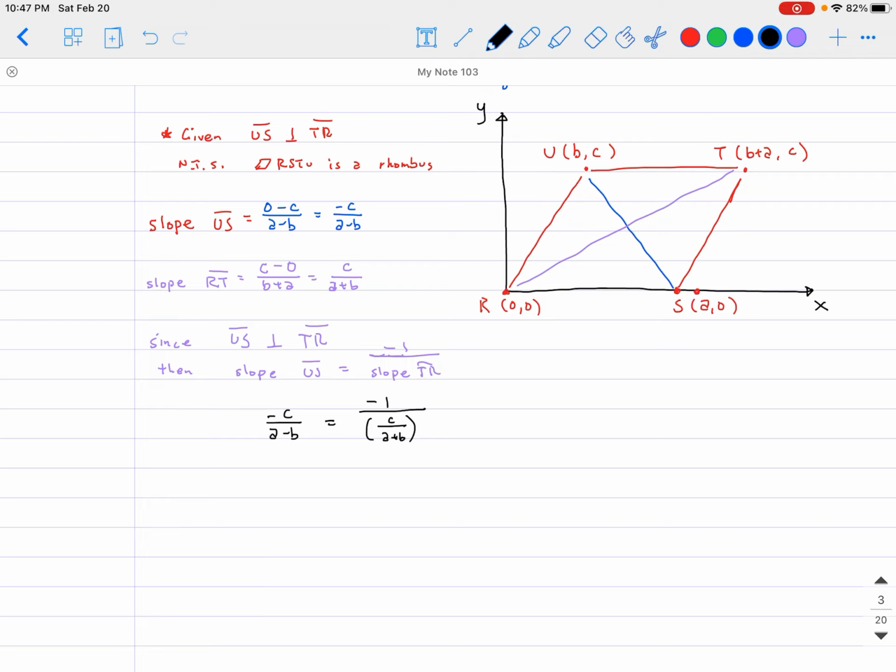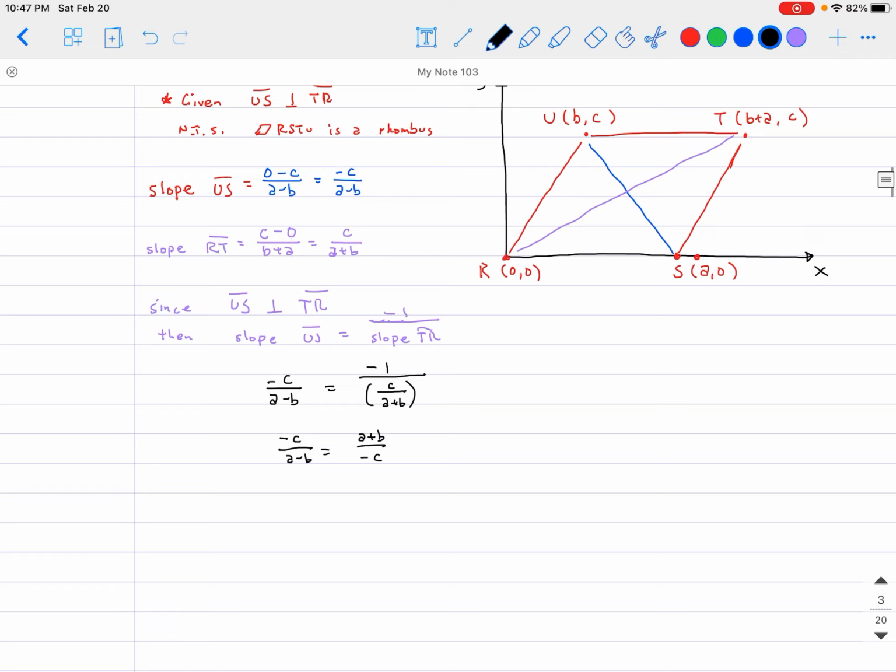The reciprocal of a fraction, well, then we're just going to have to flip the fractions. So that means negative C over A minus B is equal to A plus B divided by negative C. So we're just going to take that fraction and flip it over. And I think that at this point, the only thing I can do is cross multiply just to see what happens. So C squared, because the negatives are canceling out, is equal to A plus B multiplied by A minus B. Okay, A plus B times A minus B, that's the difference of squares. So that's equal to A squared minus B squared is equal to C squared.